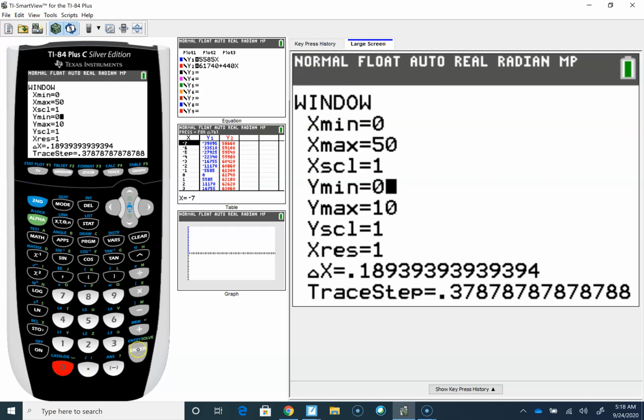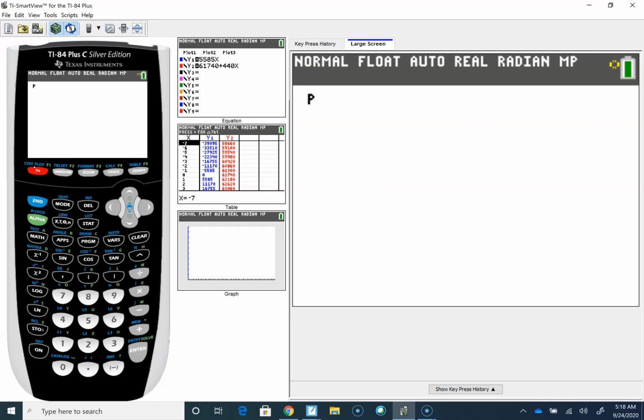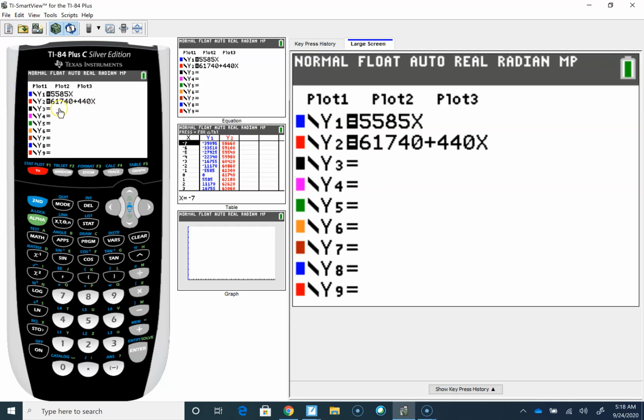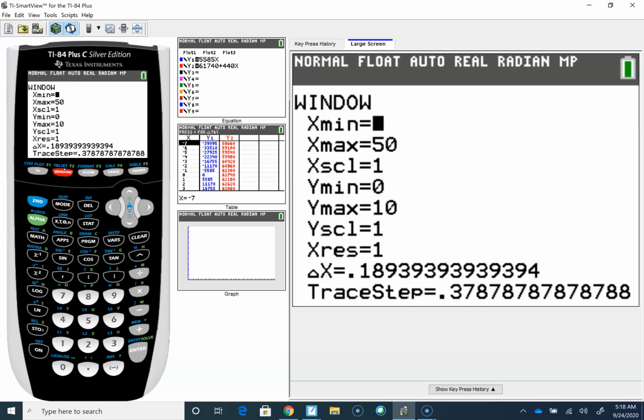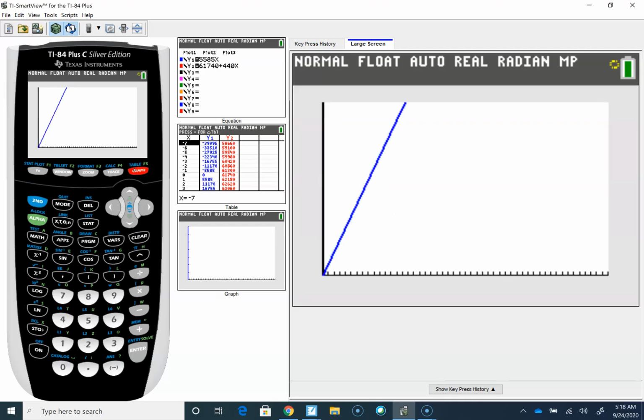And my Y minimum, I'm going to start at 0. And if I look at the Y-intercept, it ends up to be like 61,000. So I'm going to just go big on that. So if you look at this Y-intercept right here, that's 61,000. So my window on my Y, I'm going to make it 70,000. Actually, I'm going to go to 80,000. Let's just see what happens on that one. And I can see the intersection.